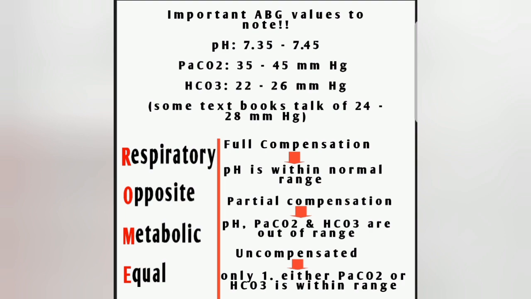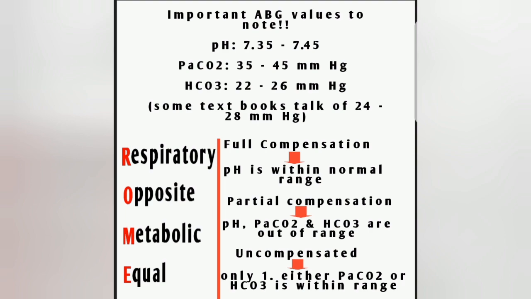Now, a complete or full compensation is when the pH is within the normal range. Partial compensation is when all 3 elements are out of their normal range, as shown on the screen. Uncompensated results is when only one element, either carbon dioxide or bicarb, is within the normal range.